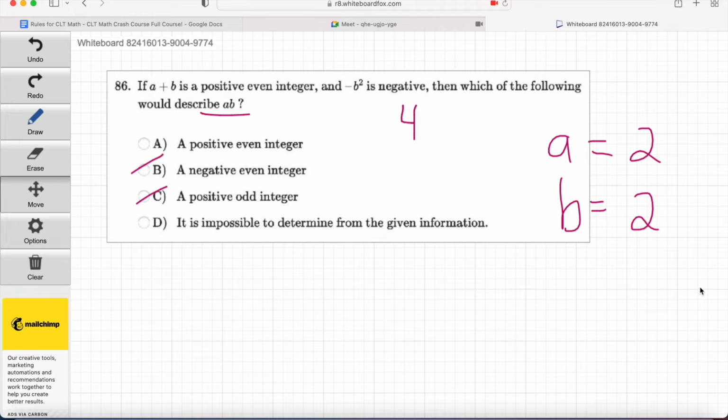We can't, right? A gave us a true statement, but if there's some set of values for A and B that wouldn't give us a positive even integer, then it could be D. Does that make sense? Yes. So we've got to do some detective work here. We know it's not B or C. It's either A or D. But I don't think we have to stop there. Let's see if we can come up with some values for A and B that would give us an AB value that's not a positive even integer. Can you think of any?